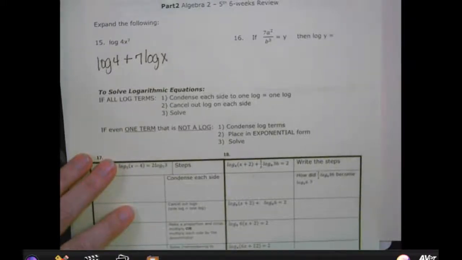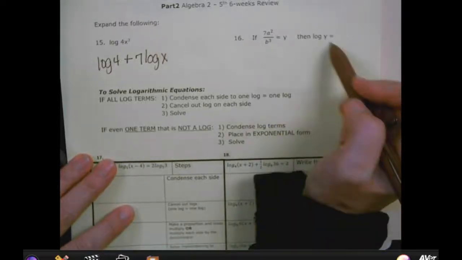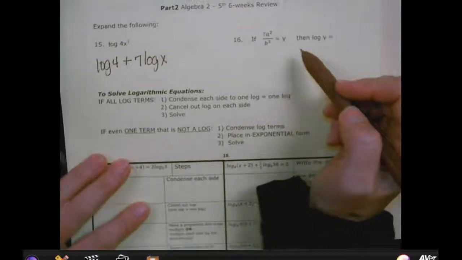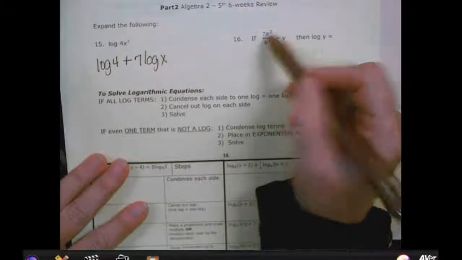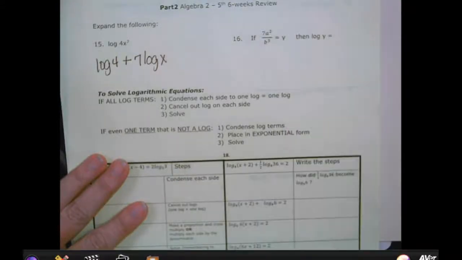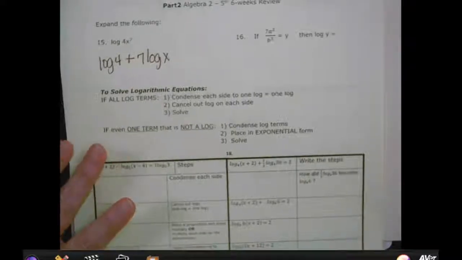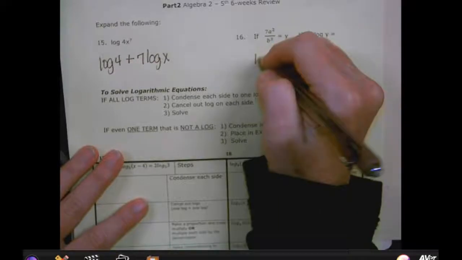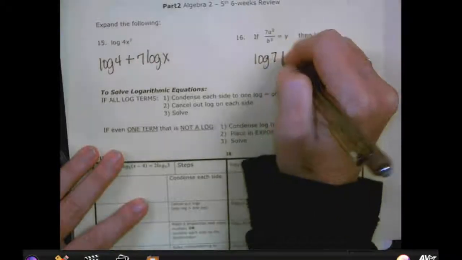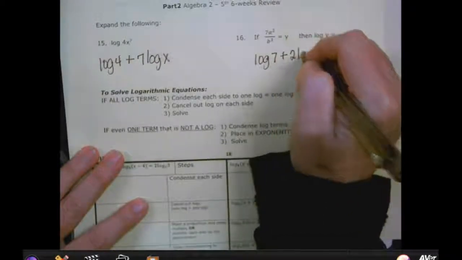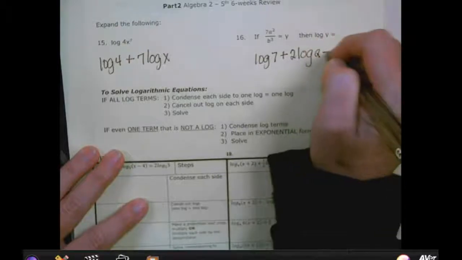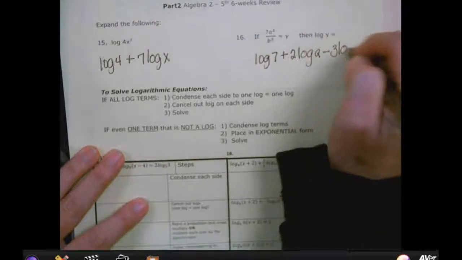So now what do I do for 16? We're just expanding. That's all we're going to do. First of all, on the left-hand side, how many logs do I have to have? I have a 7, an A, and a B, so I'm going to have 3. So I'm going to have log of 7 plus 2 log of A minus 3 log of B.